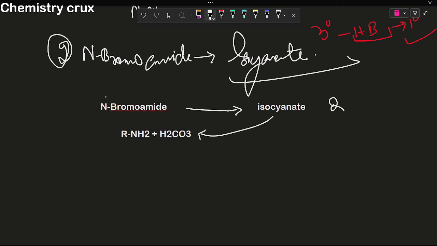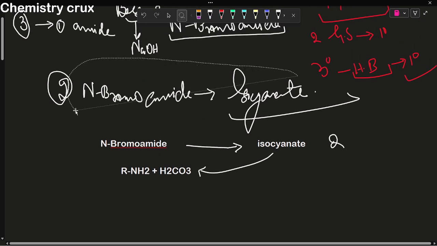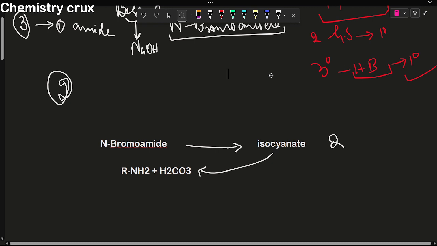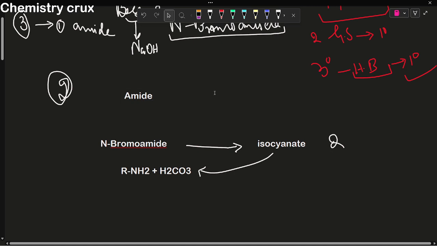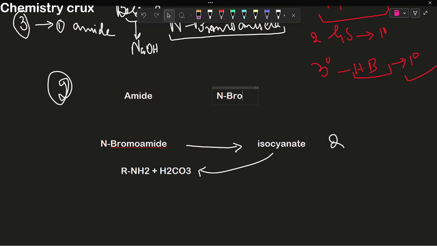Let me also write now the first step. The first step is amide to N-bromoamide. This is what we get in the first step. This is what we do in the second step, and this is the third step. So these are the steps of the reaction.